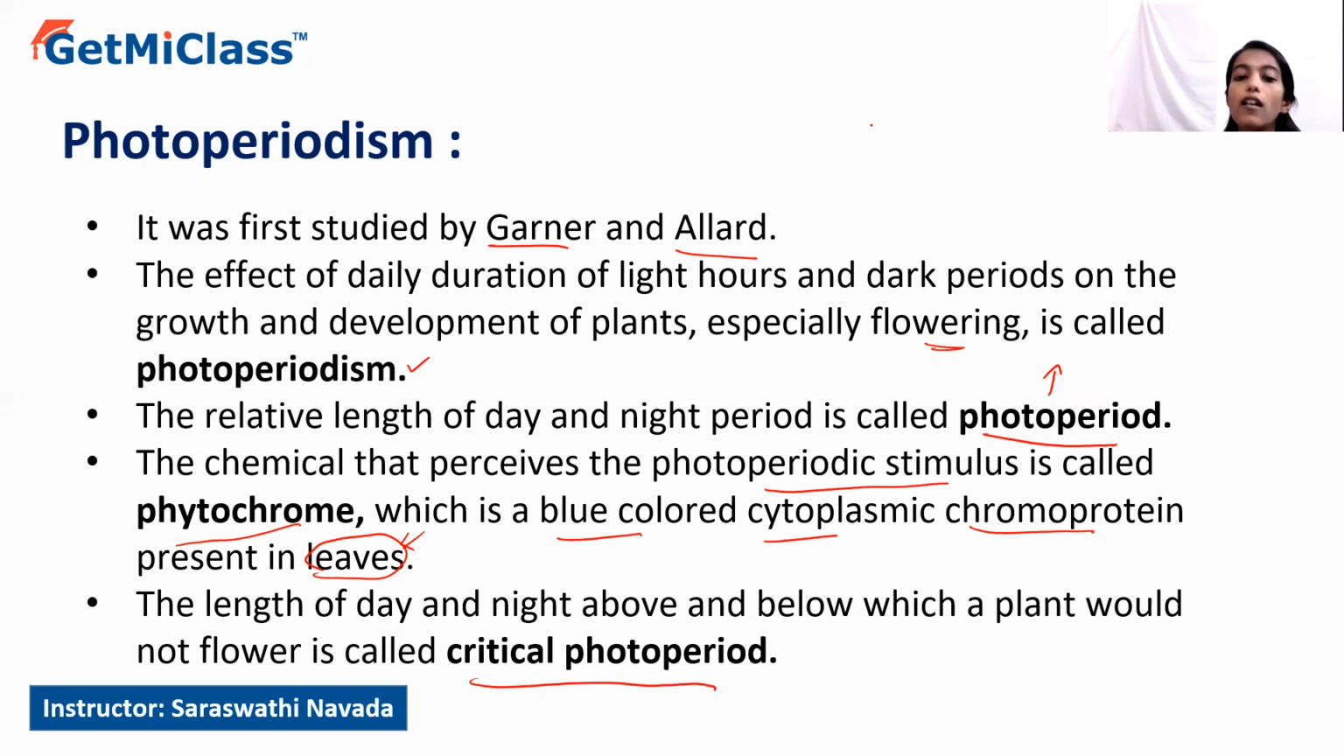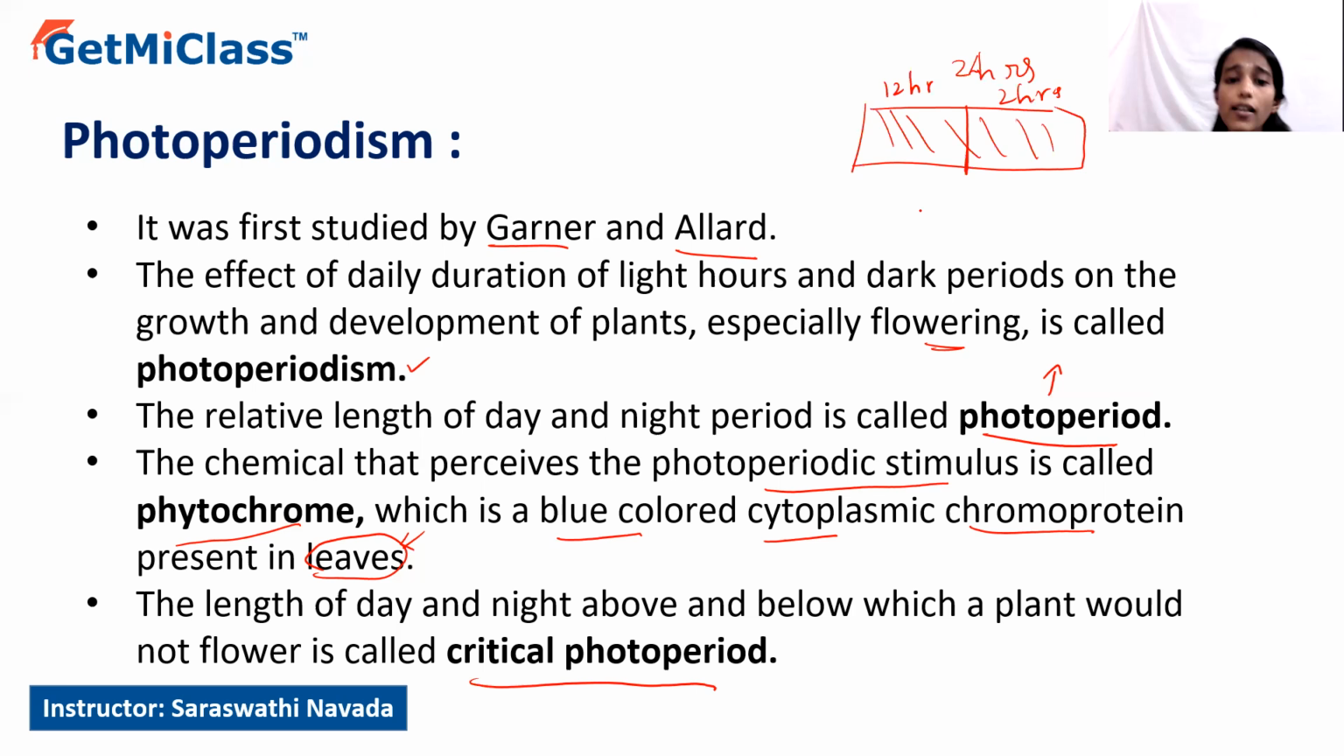Suppose we consider a day length of 24 hours. Let us say 12 hours is for the light period and 12 hours is for the night period. Here the critical photoperiod means a duration. Let us say almost 8 to 10 hours of minimum light duration is required for the plants to induce flowering.